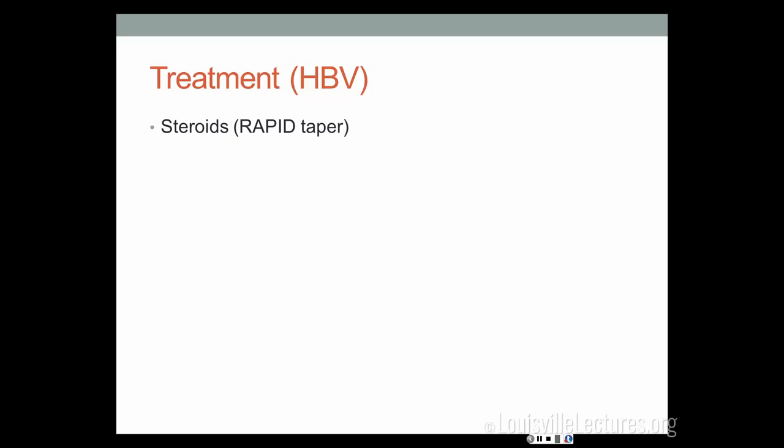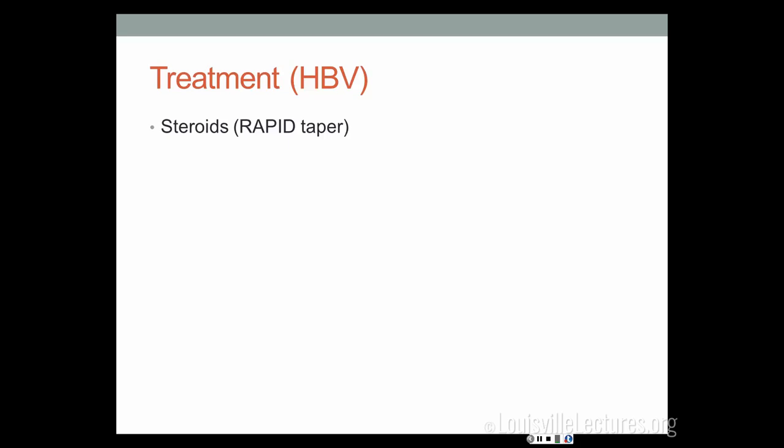If you do that with hepatitis B, then you markedly increase the chances that their hepatitis B is going to become chronic and they're going to get fulminant liver disease. So you're kind of stuck. You have to give them steroids. You have to get the disease under control, but you generally try to limit it to 2 weeks.